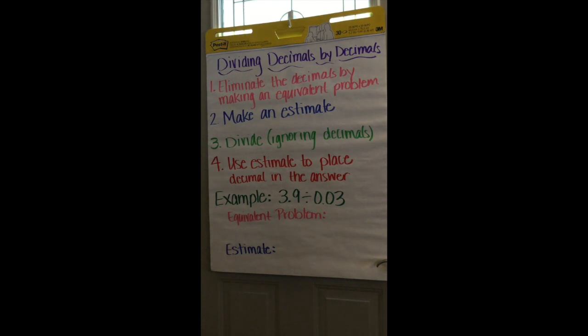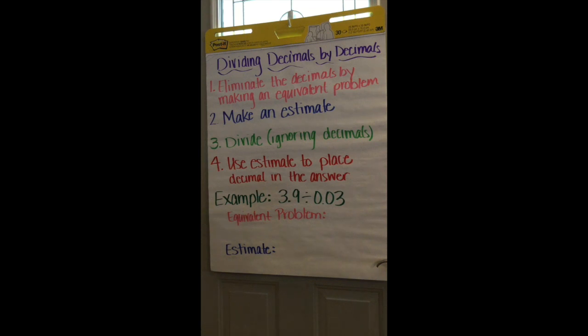Step number 2, we're going to make an estimate. Step number 3, we're going to divide, ignoring the decimals. And then step number 4, we're going to use the estimate to place the decimal in the answer, just like we did when we were multiplying decimals and when we were dividing decimals by a whole number. In the example problem that I have here, I have 3 9/10 divided by 3/100.